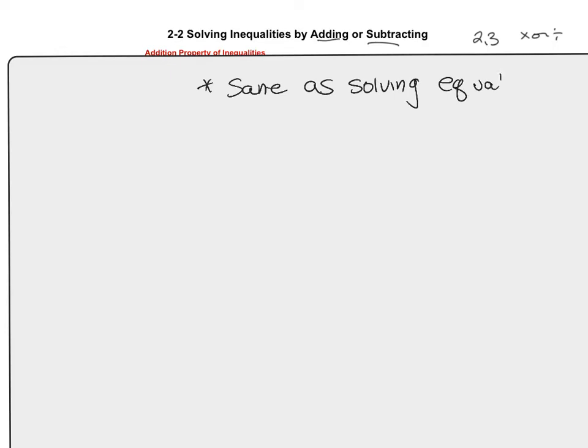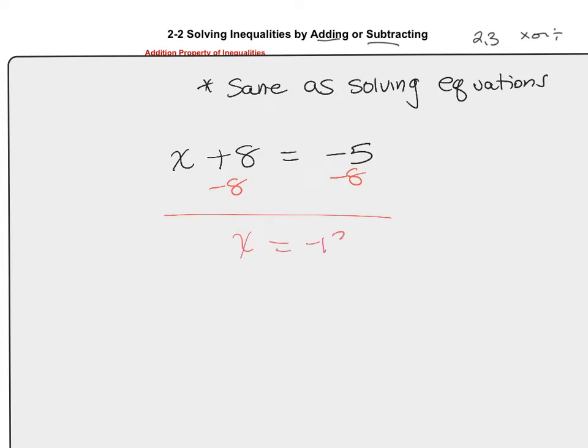So, for example, if I said to you x plus 8 is equal to -5, in order to solve this, you would normally subtract 8 on both sides, and you would get x is equal to -13. The difference with inequalities is that now instead of an equal sign, we're using symbols, of which they could be any of those four. The inequality might look something like this.